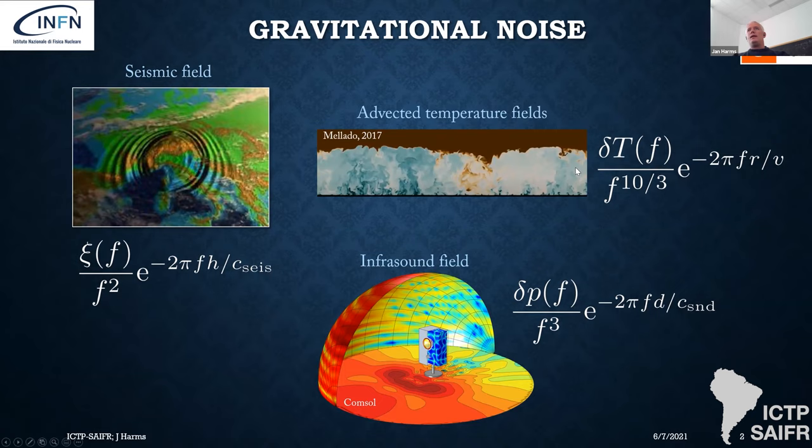Here you see, for example, a coupling model between temperature fields and gravitational acceleration, if the temperature field is produced by turbulent mixing, but it depends really on frequency. There can be low frequencies where turbulent mixing is not such a good model anymore. You can generally see that the coupling between these fluctuating environmental fields and the test masses all have a similar form. It's like some spectrum that characterizes the amplitudes of the ambient field divided by some power of frequency, and then times an exponential term. The exponential term typically contains a distance between test mass and something else, like the surface, or depending on how large your buildings are, divided by some characteristic speed, be it the speed of sound, the speed of seismic waves, or the wind speed. Anyway, this is what we mean when we talk about gravitational noise in our field.